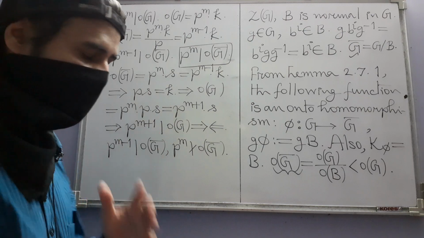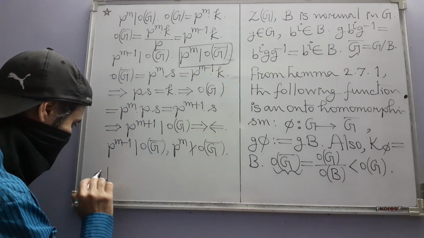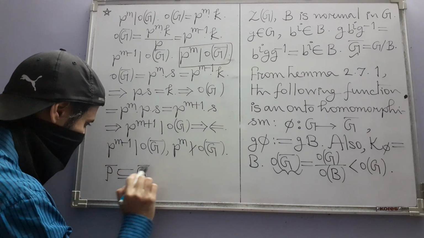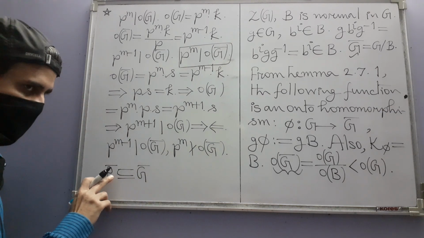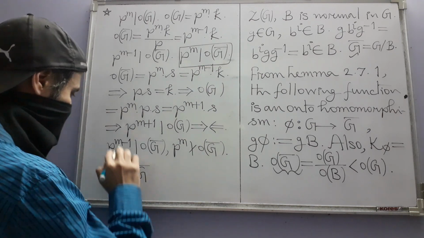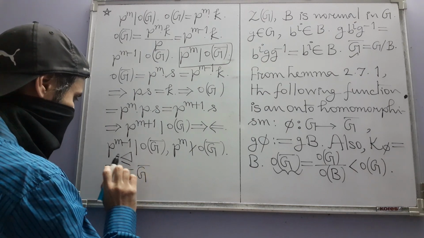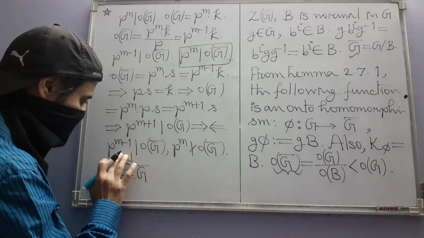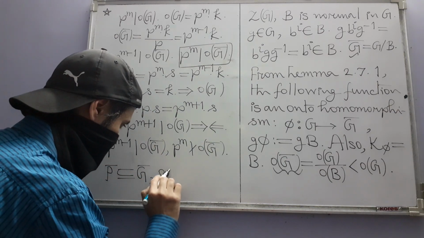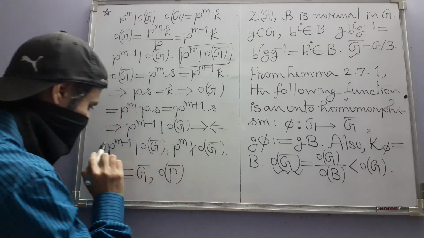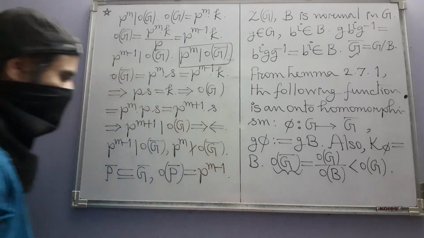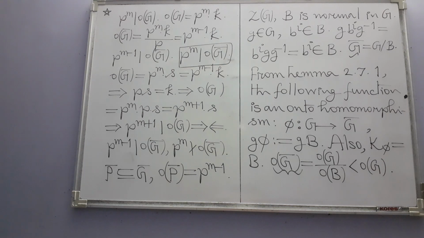So by our induction hypothesis, g bar has a subgroup p bar. This is not the way of writing that p bar is a subgroup of g bar, but I am just simply writing, okay, there is one notation something like this, but we don't use that in this text. But anyway, whose order is this one? Alright.